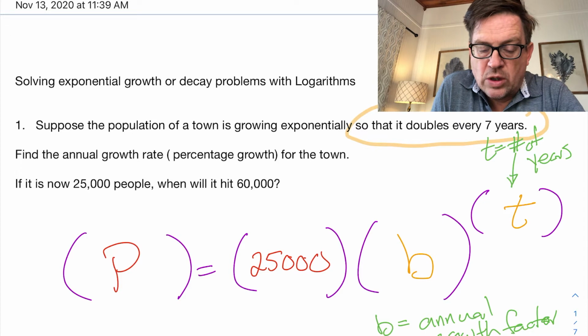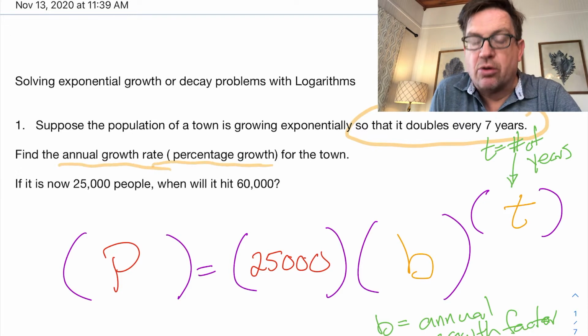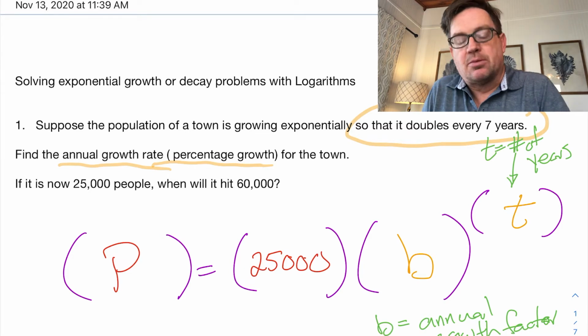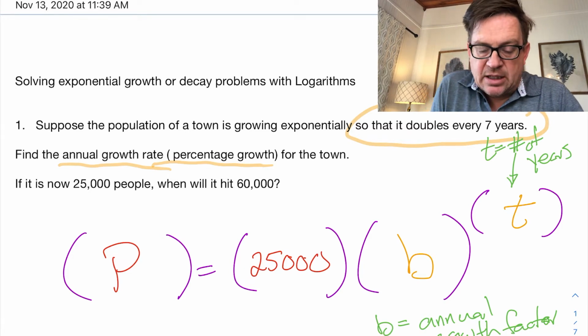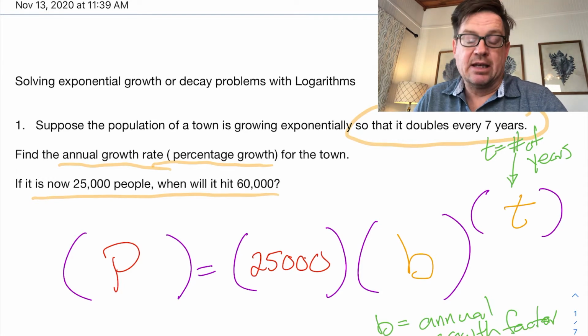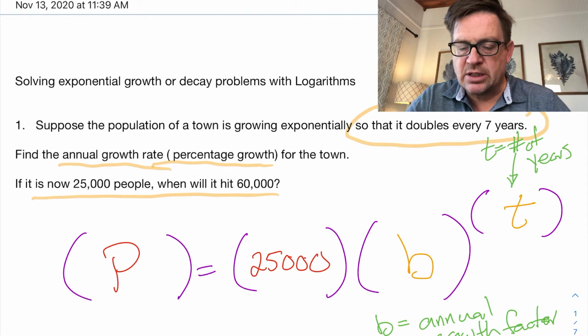And we want to know what's the annual growth rate, the percentage growth every year. It increases by 3%, 5%, 20% each year, something like that. And secondly, we want to know if it's now 25,000 people, how long until it reaches 60,000? So how can we answer questions like that?